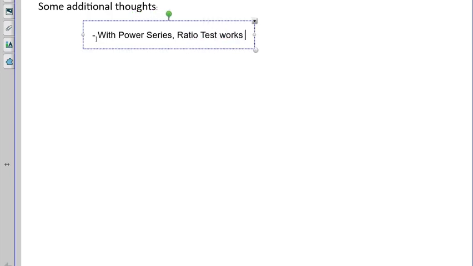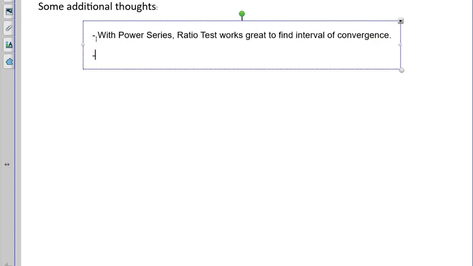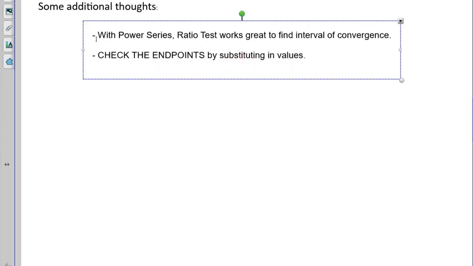So the first thing we want to talk about is a couple extra thoughts that I'd like to share with you. When you're working with Power Series, a couple things you want to think about. Really with Power Series, the ratio test is a pretty good test to use. It works great if you're trying to find the interval of convergence. So if that's what you're being asked to do, the ratio test is a pretty good choice. Don't forget to check the endpoints by substituting in values, those values that are the endpoints.